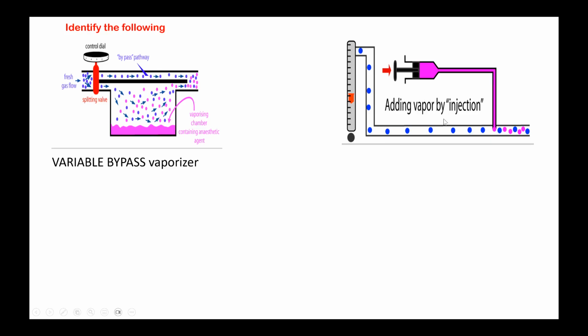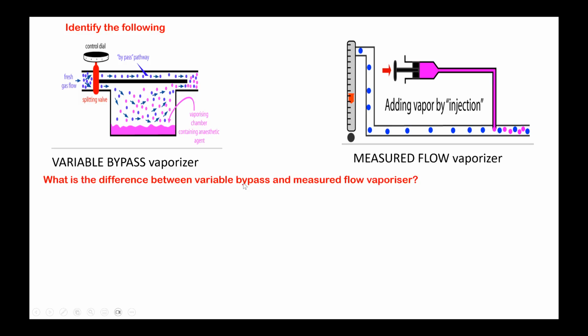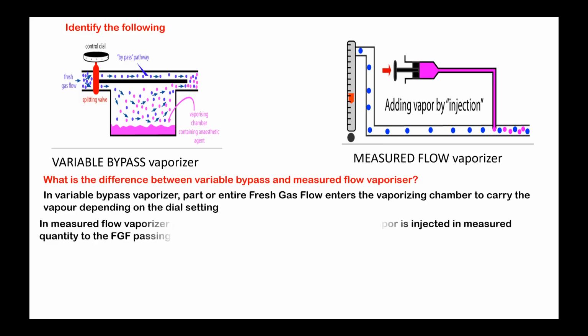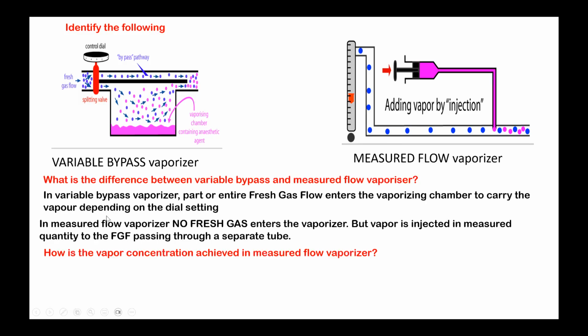This is called the, what I showed you earlier, measured flow. Okay, measured flow vaporizer. And this is the difference. So in measured flow, no fresh gas enters the vaporizer. The vapor is injected in measured quantity to the fresh gas passing through the separate tube.